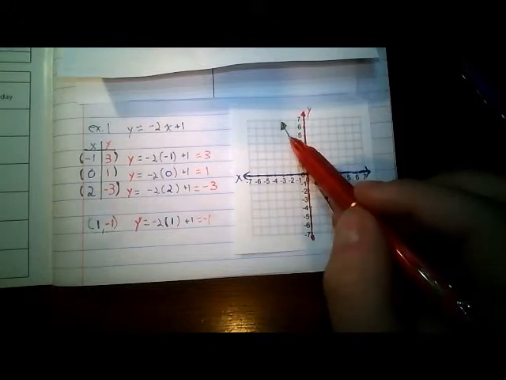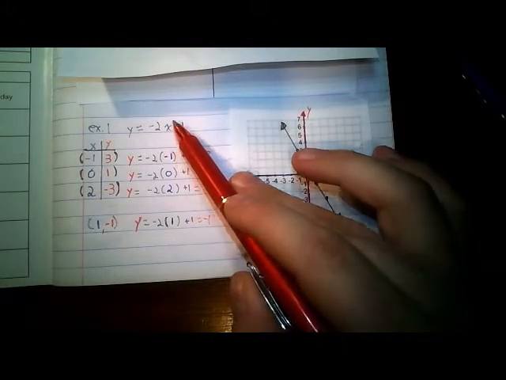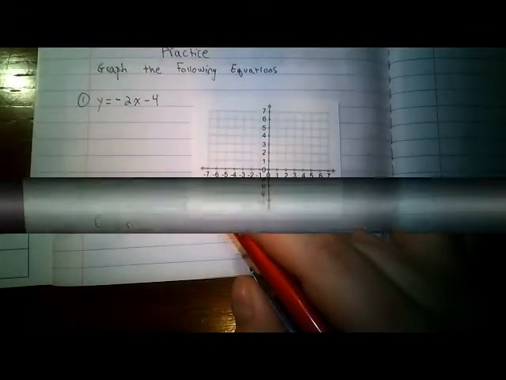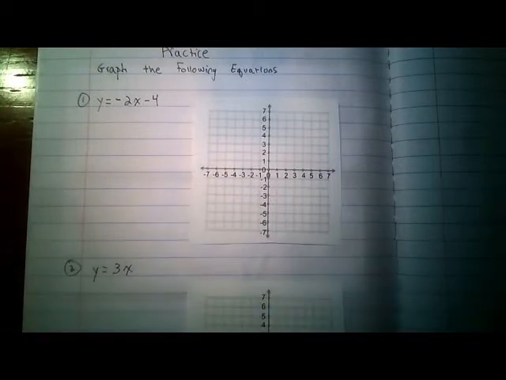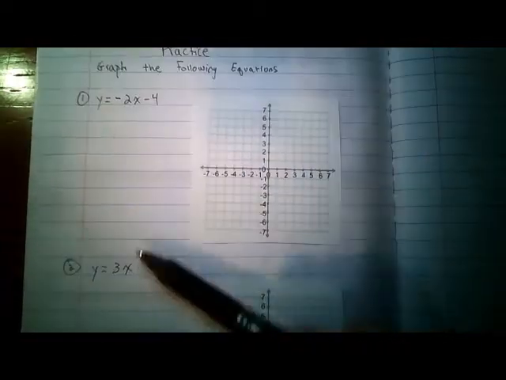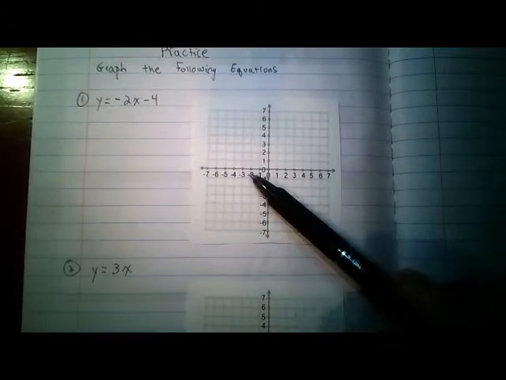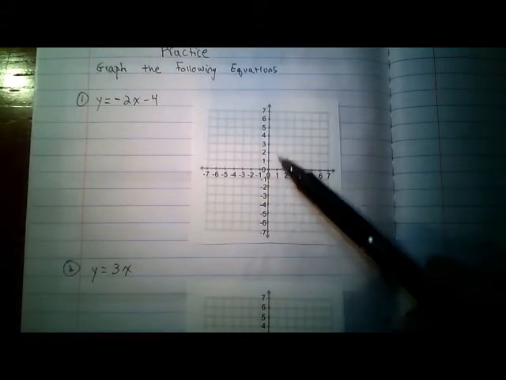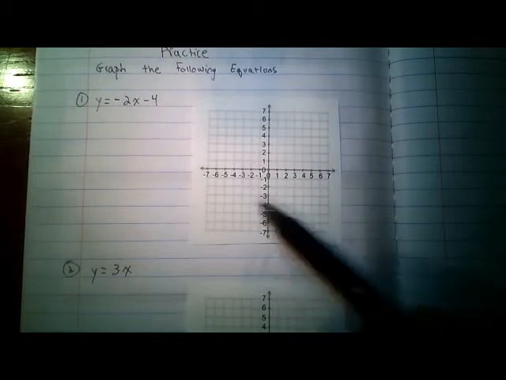So if it's on the line, then you can put it in here, and you're going to get a true statement. On the left side of your notebook, you're going to graph the following equations. y equals -2x minus 4, and y equals 3x. So you can take the small graphs and graph your solutions on here, and then tape them in, and then go show your teacher.